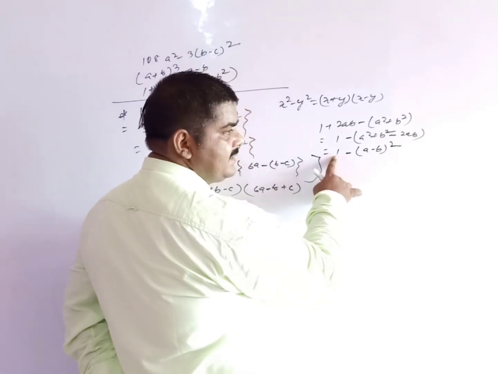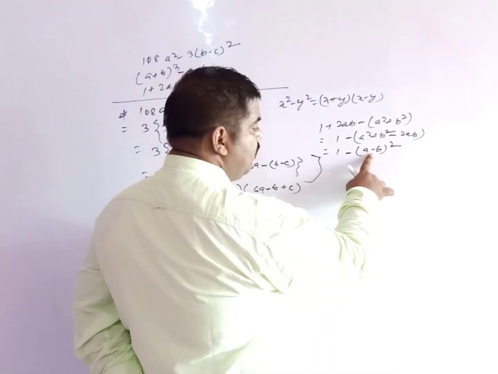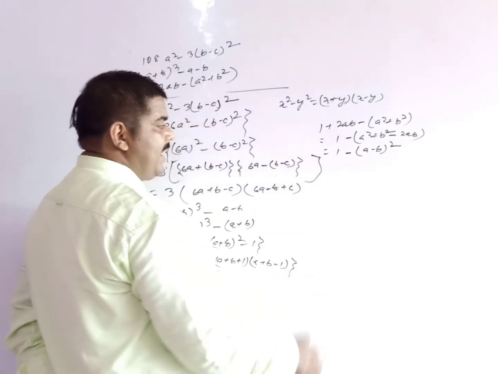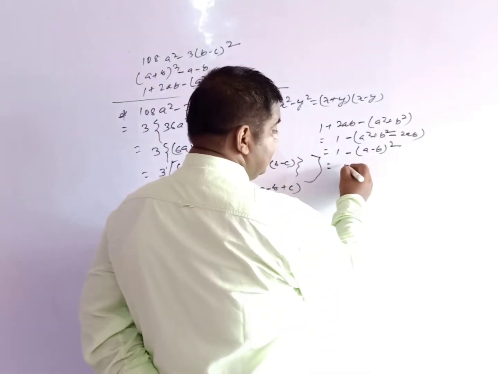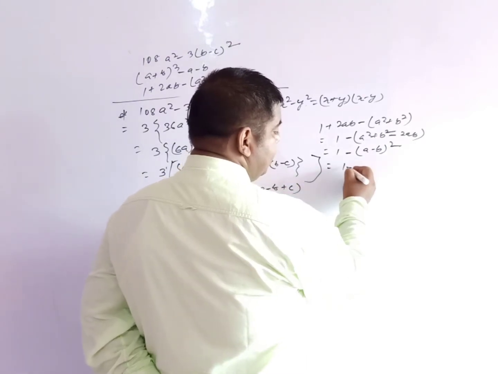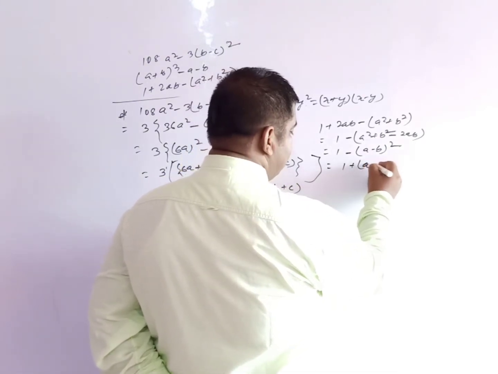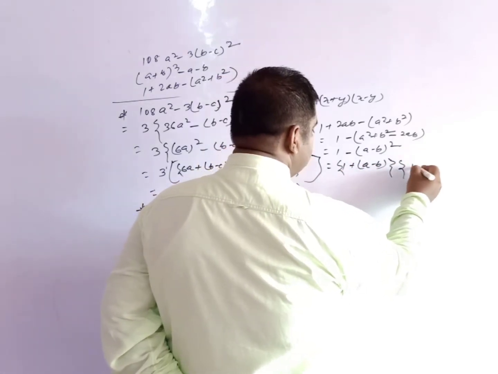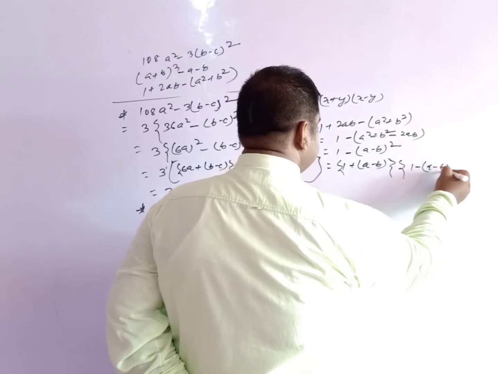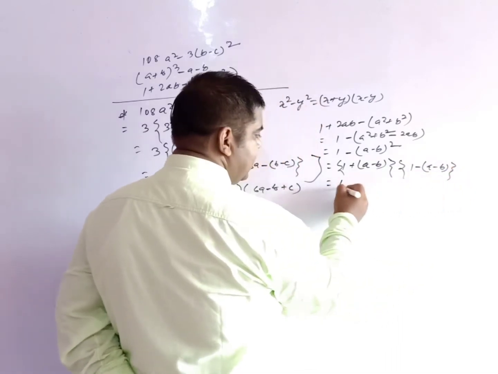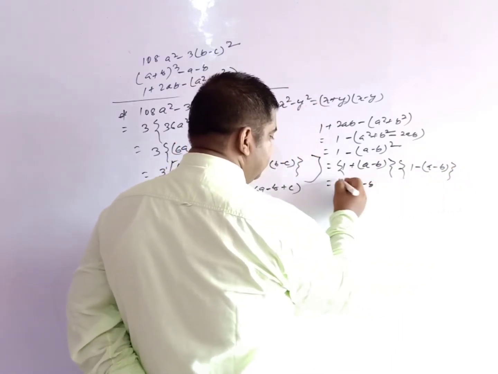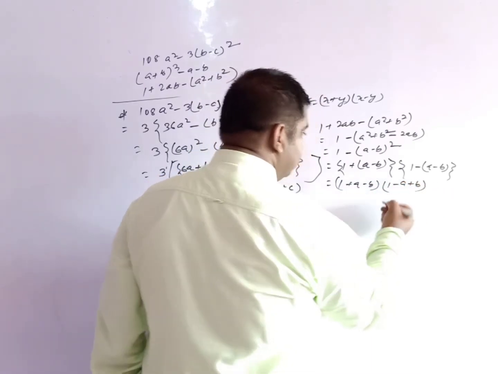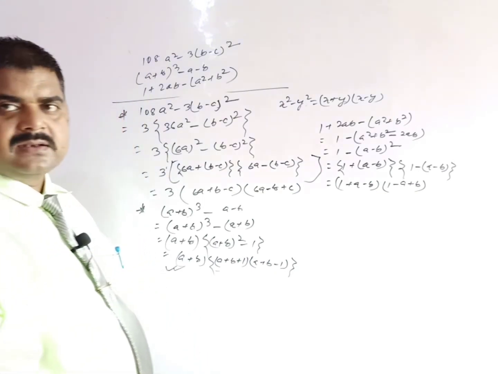Now this is considered as x and this is considered as y, and I have to apply the result x square minus y square, and then I can write down 1 plus a minus b, and the second one is 1 minus a minus b, and you can just see that 1 plus a minus b and 1 minus a plus b, that will be the final result.